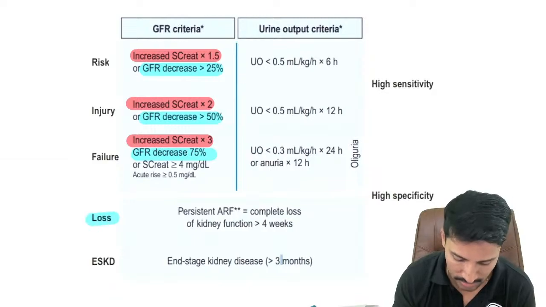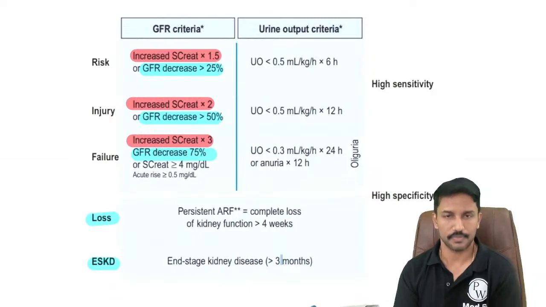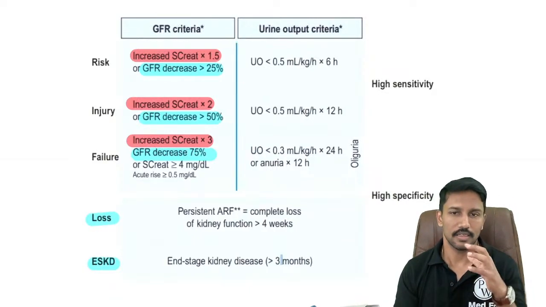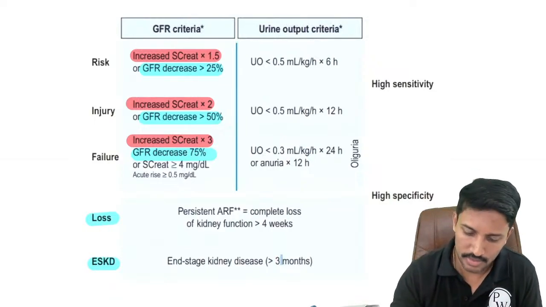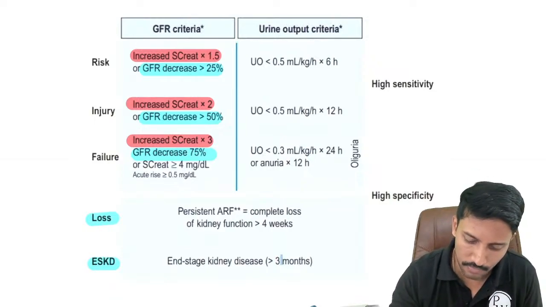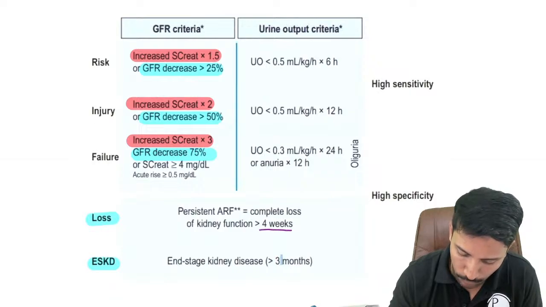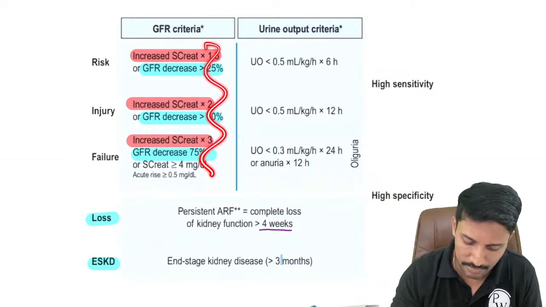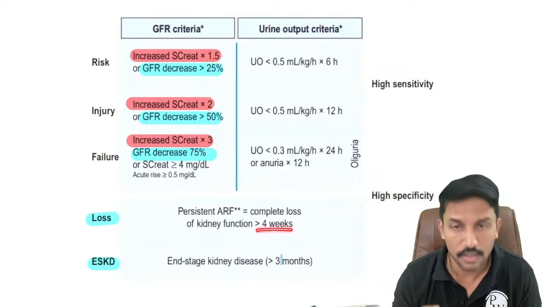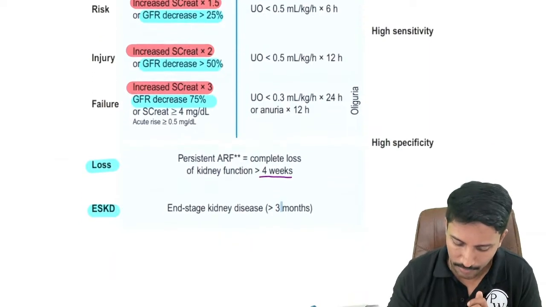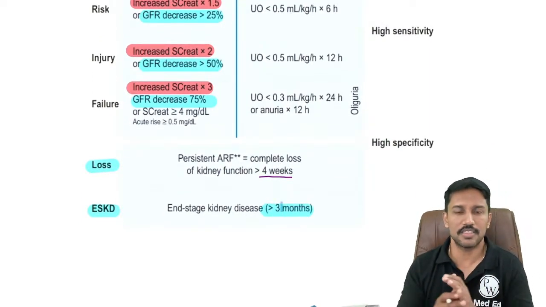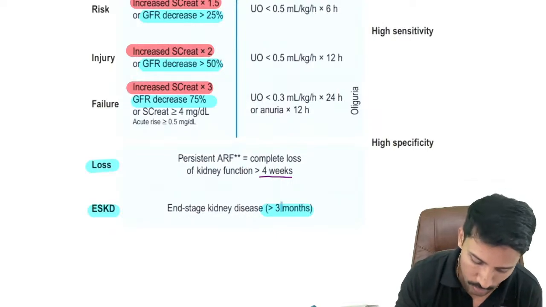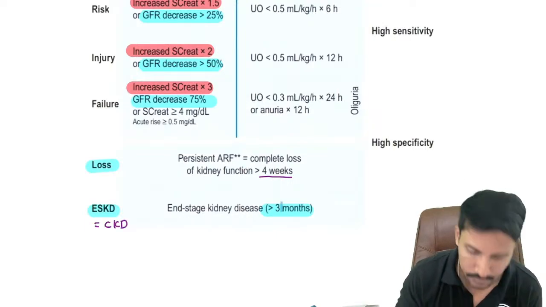One is loss and end stage kidney disease. So what is the renal loss or acute renal failure? It refers to complete loss of renal function for more than 4 weeks. These parameters persisting for more than 4 weeks. And if the parameters persist for more than 3 months, then we will call it end stage kidney disease, which is nothing but equal to CKD.